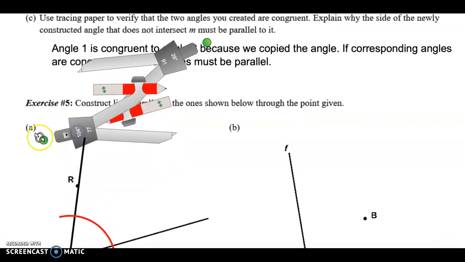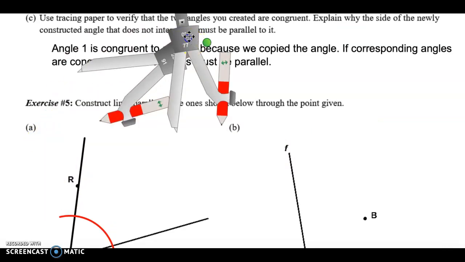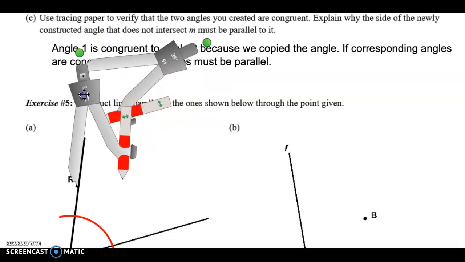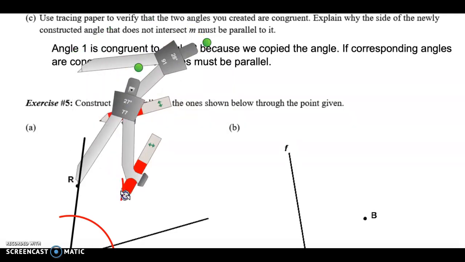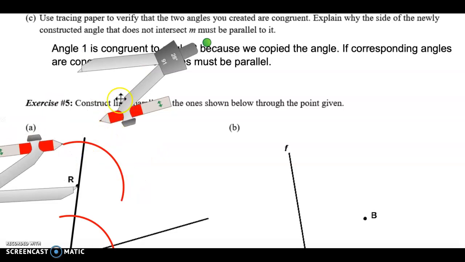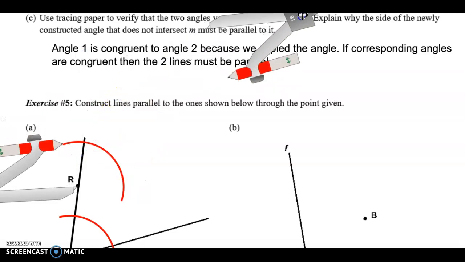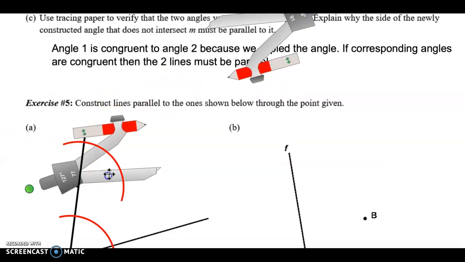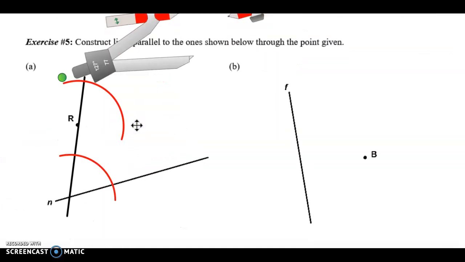And then I go to R and I draw that same exact arc. Leave that compass the same setting. So I have a matching arc up here. Now if that arc goes above your line, a line is just a line. You can extend that line. But I have two matching arcs.